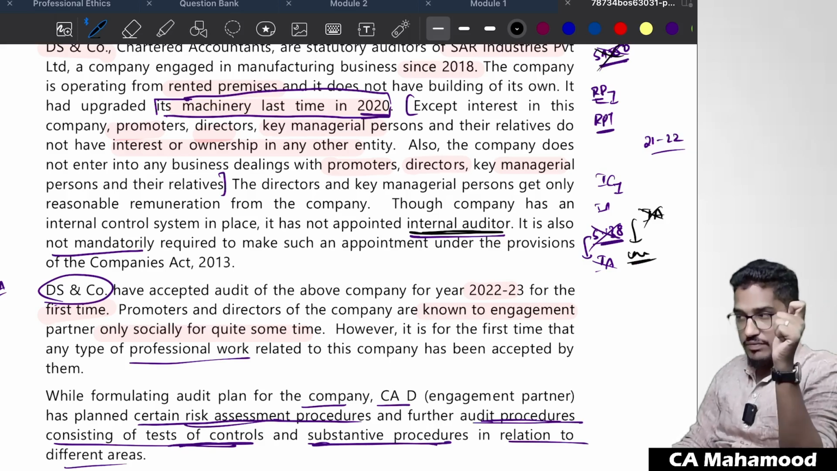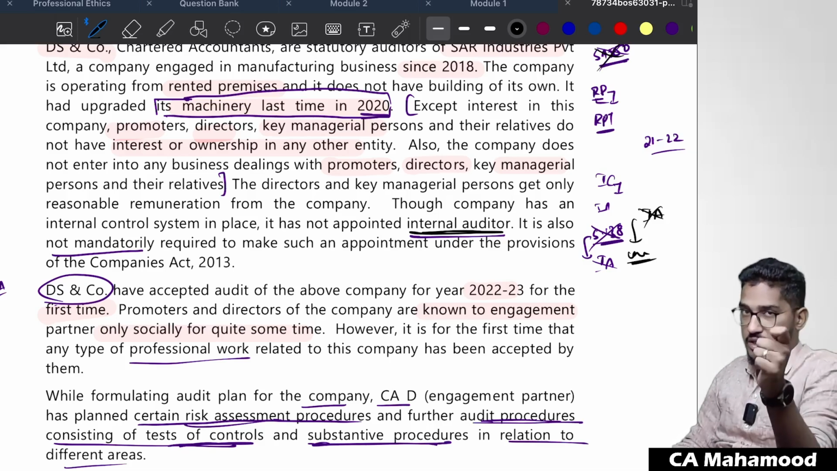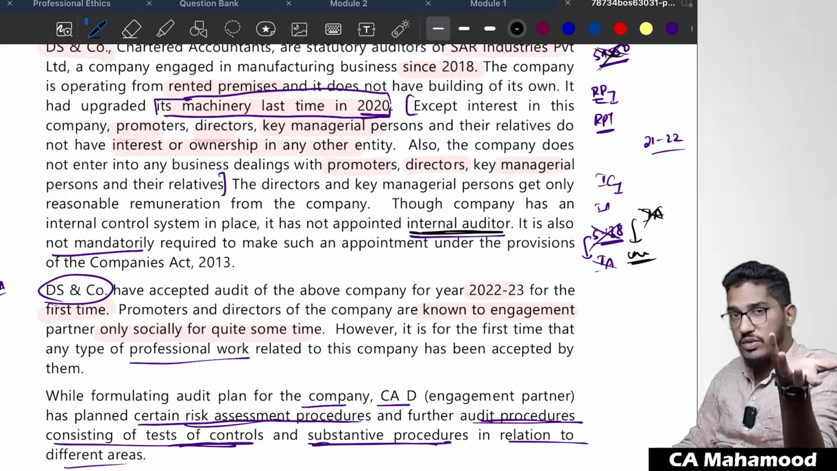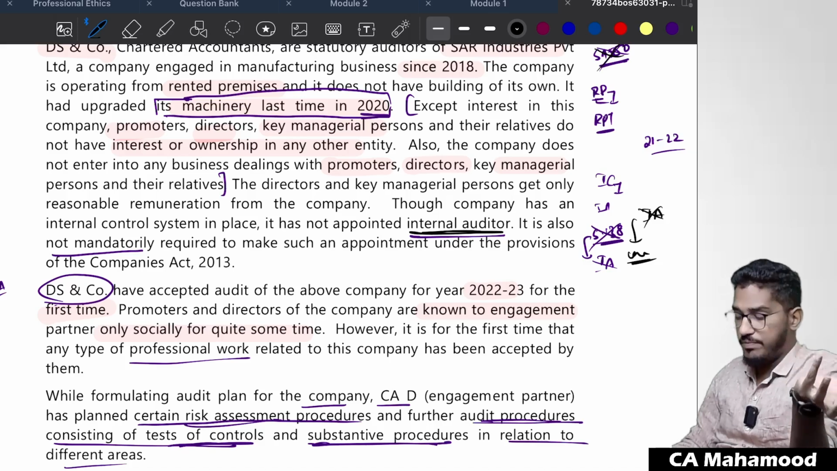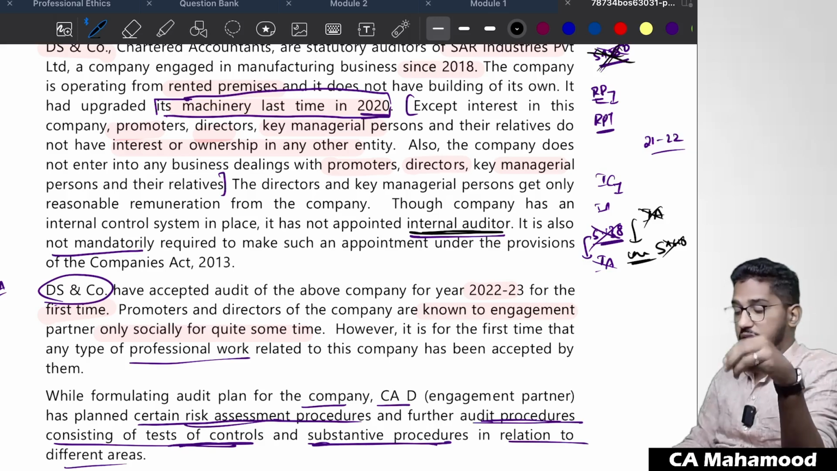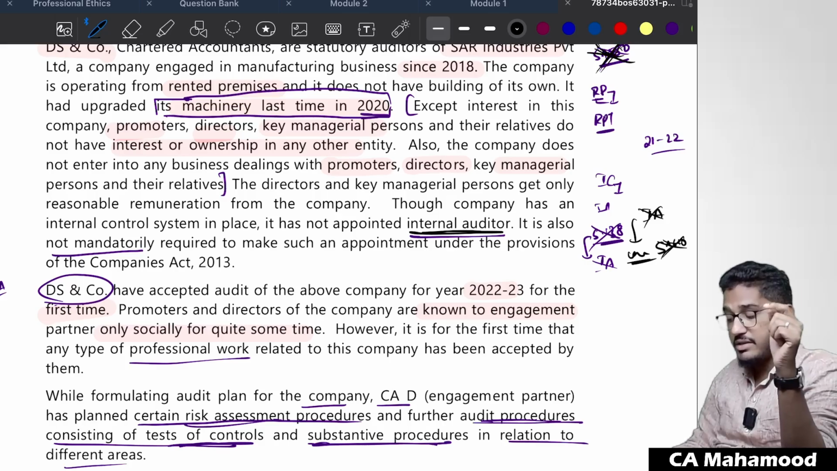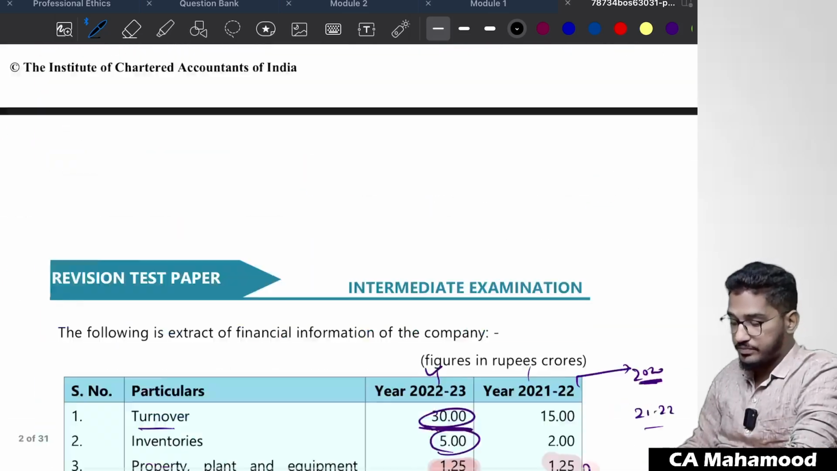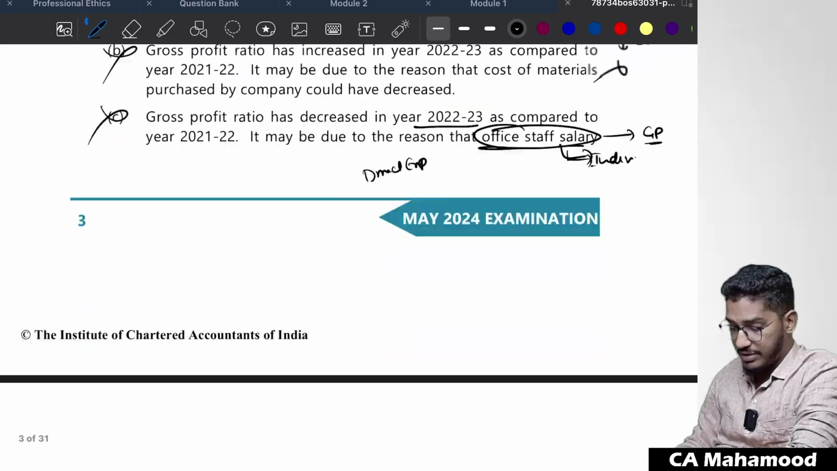If the internal audit department itself is not there in the organization, will there be any chance of using the work of the internal audit function? No. If there is no chance of using the work of the internal audit function, SA 610 also will be inappropriate. So these are two standards. Depending on the facts given in the case scenario, SA 550 will become irrelevant and SA 610 also will become irrelevant. So let us see the options now.